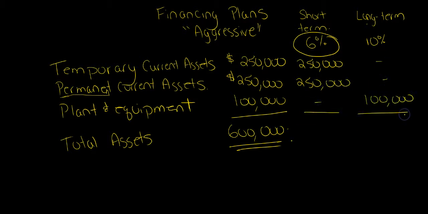Okay. So when I add these up, the 250 and 250 is 500. And then add the 100. So those always have to add up to the 600,000. And the reason why this is aggressive is because most of our assets we're financing with short-term debt. So we're actually going to end up paying less interest. But the problem is that the short-term interest rates are usually volatile. So you'll have to watch out for that because it could be 6% today and then tomorrow it could end up being 15%. And then all of a sudden you may find yourself in trouble. Okay, but we'll just use this assumption for now.